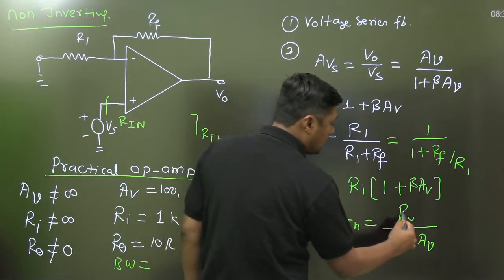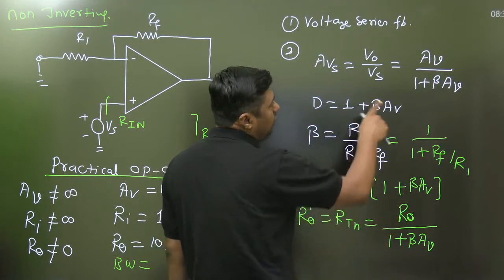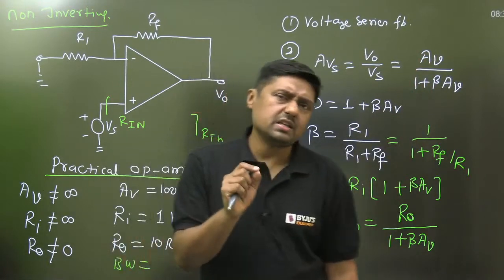Output resistance R0 upon 1 plus beta AV. In the place of beta, use 1. Right? What will be the gain? AV upon 1 plus beta AV. It is just slightly less than 1.